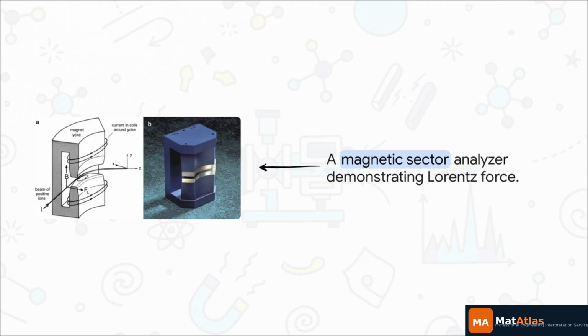Think of it like cars taking a sharp turn on a highway. Their momentum determines how sharply they curve. Heavier ions are harder to turn, so they drift into a wider path, while lighter ions are whipped into much tighter curves. By tweaking the magnetic field, we can precisely control which specific mass makes it all the way to the detector slit.